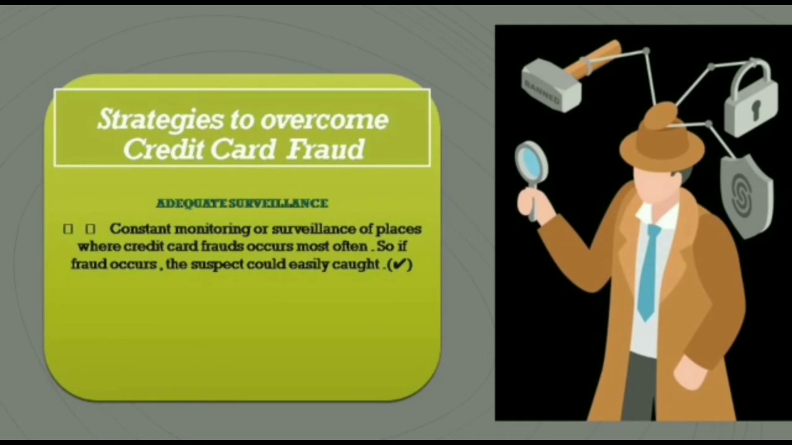Strategies to overcome credit card fraud. Adequate surveillance: constant monitoring or surveillance of places where credit card fraud occurs most often. So if fraud occurs, the suspect could be easily caught.